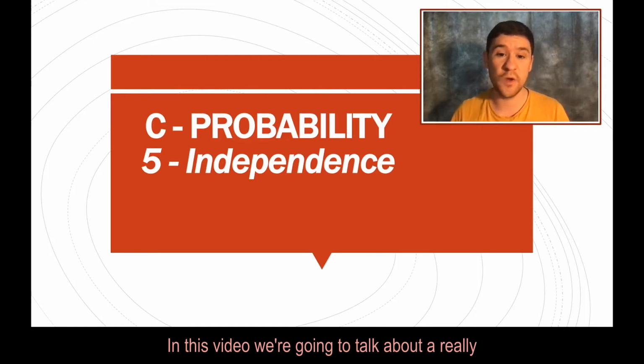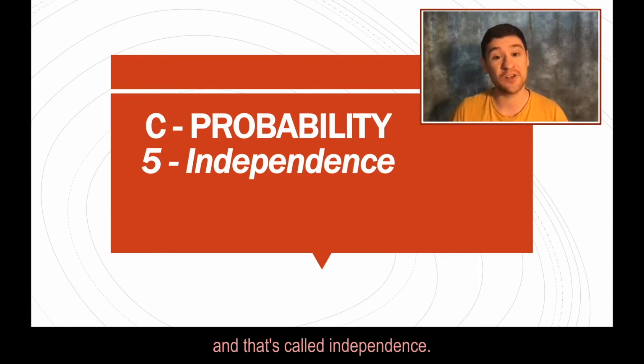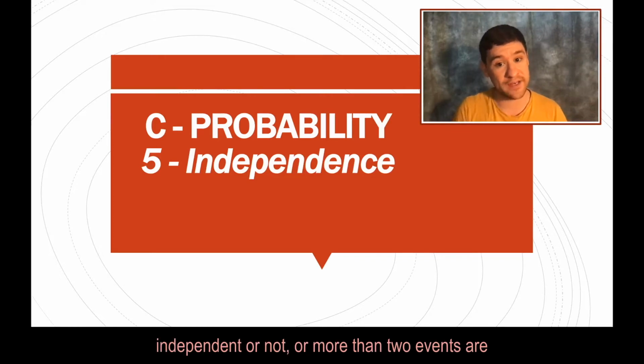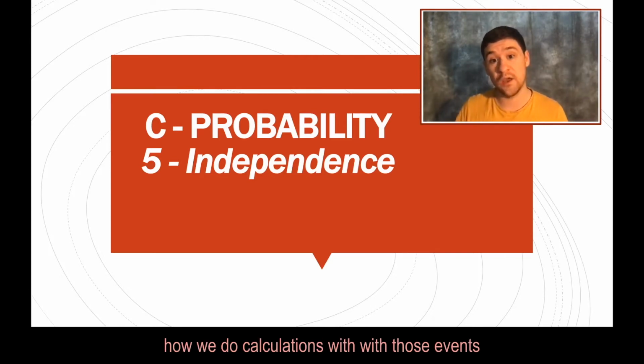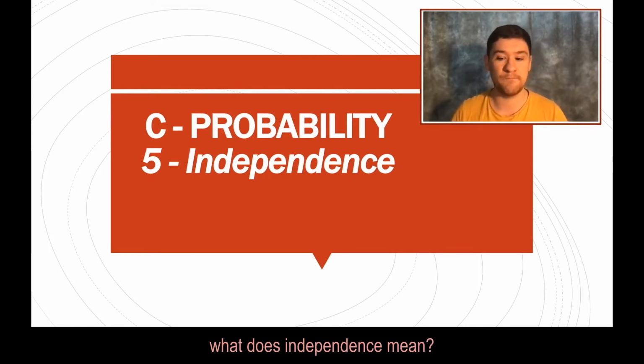In this video, we're going to talk about a really important concept in probability theory, and that's called independence. And knowing whether two events are independent or not, or more than two events are independent or not, really does change how we do calculations with those events and how we generally think of those events. So what does independence mean?